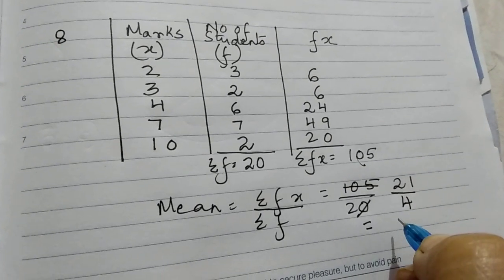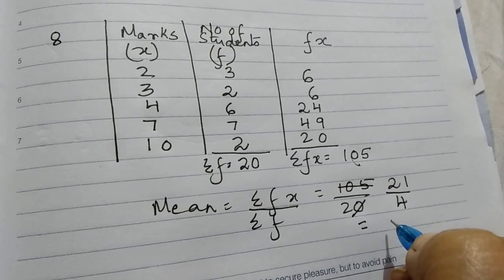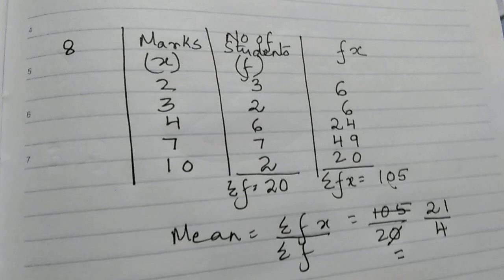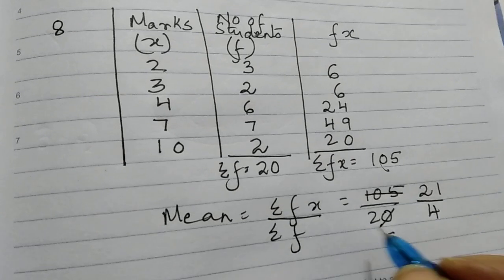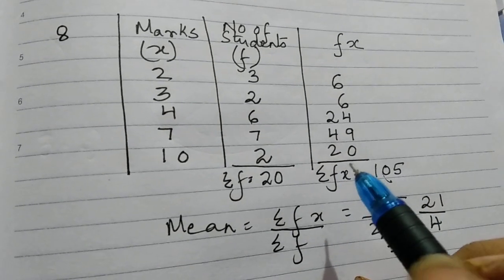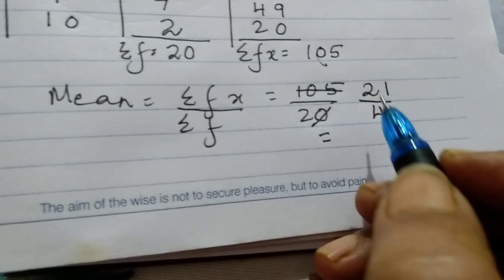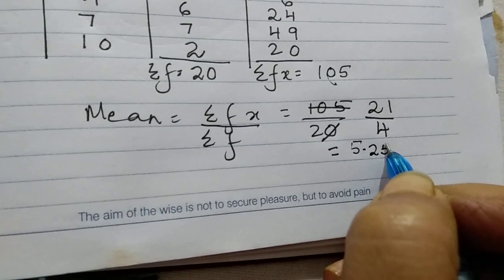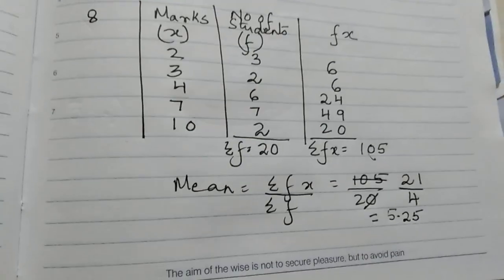So that is equal to 105 by 20. I think some mistake is there. 6 plus 6, 12. So this part is perfectly correct. 21 by 4. If you divide it, you will get 5.25. So the mean is 5.25. This is question number 8. We'll move on. So I hope you have understood what is mean.